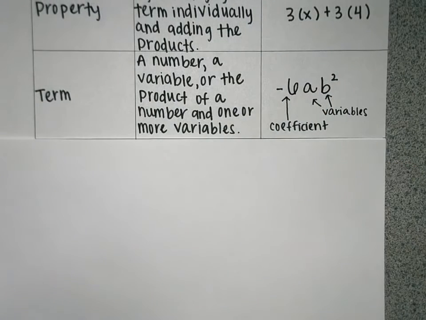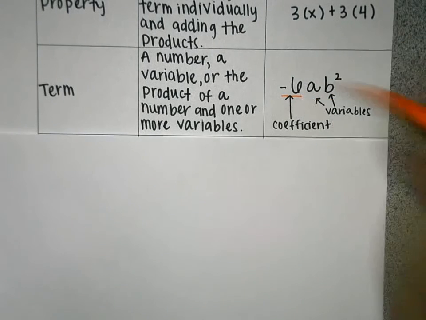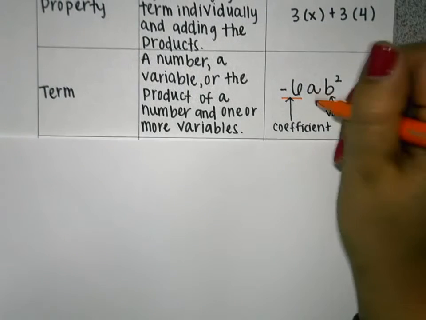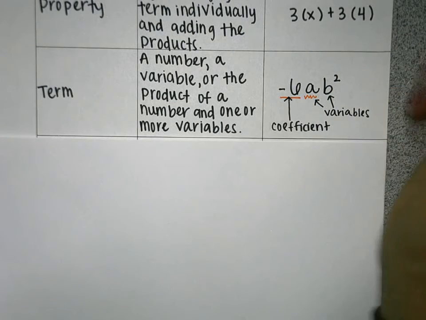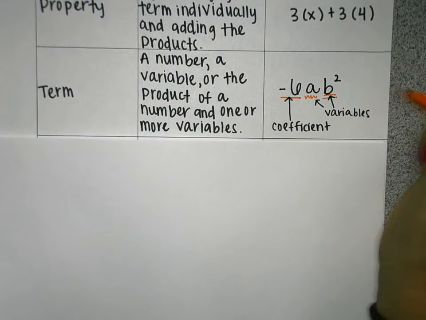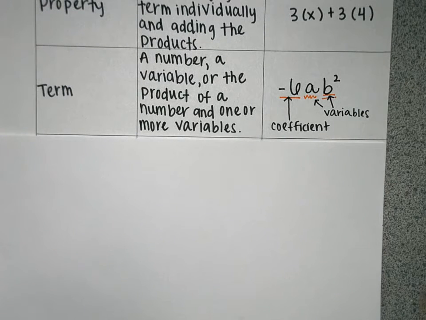An example of a term would be this entire thing, negative 6ab squared. It is made up of a coefficient, which is negative 6, and multiplied by two variables. One variable is a, and the other variable is b. b has an exponent attached to it.